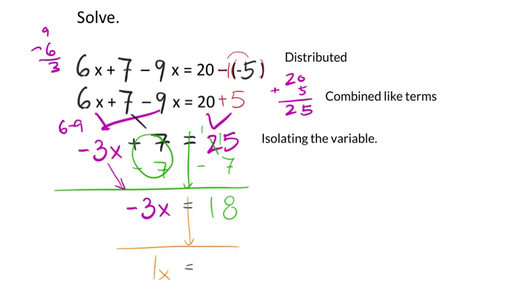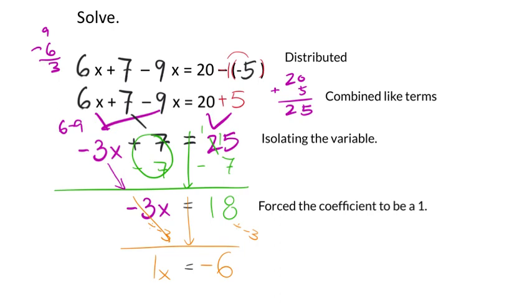So, how do we make that negative 3 a 1? Simply divide it by itself. But if you do it to one side, make sure to do it to the other side too. So negative 3 divided by negative 3 is 1. Here I've got a positive divided by a negative, so my answer will be a negative. And 18 divided by 3 is 6. We did it.